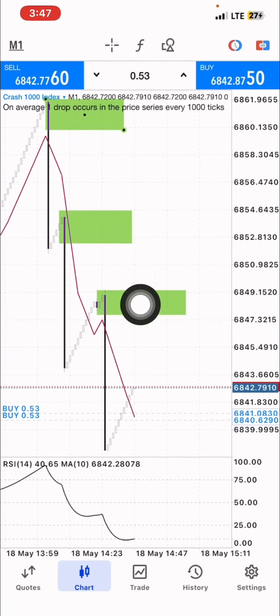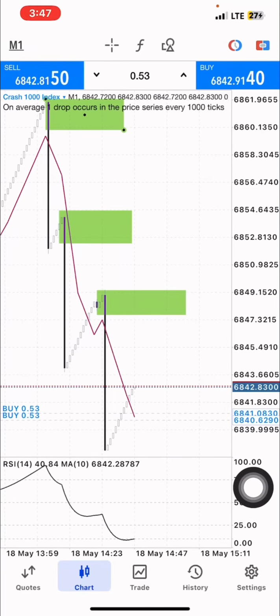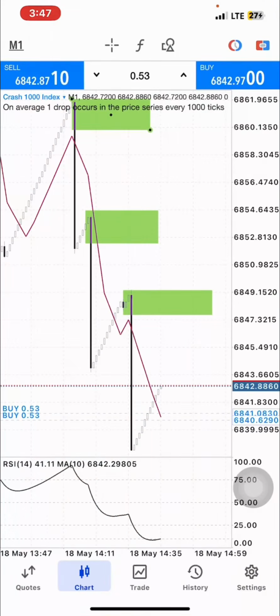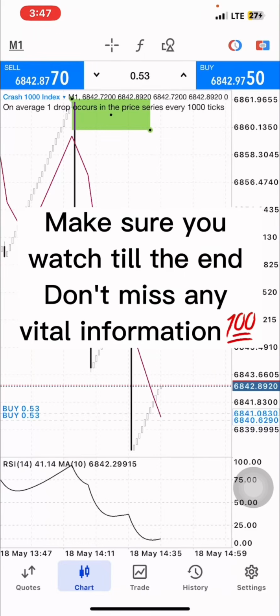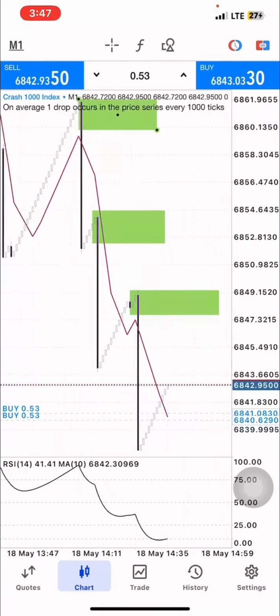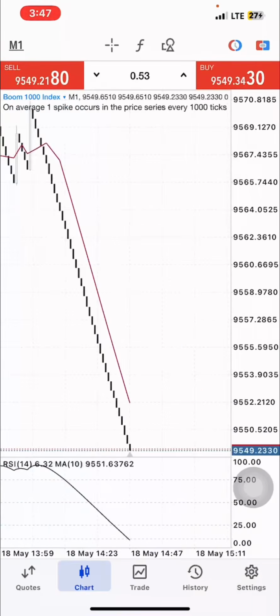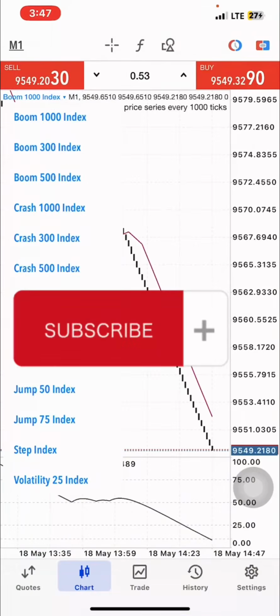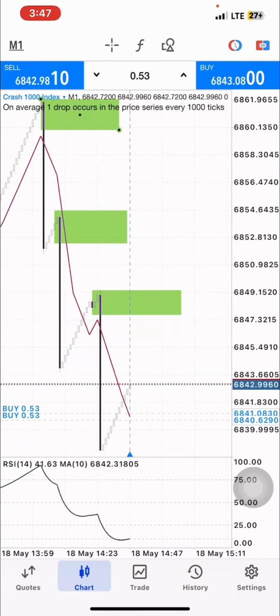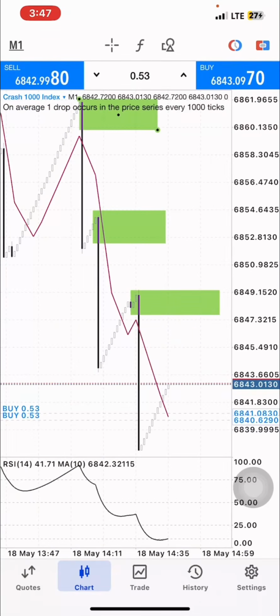So now, how do you use these indicators to trade this strategy? But before I show you how to use the indicators, I want to teach you one very powerful concept that you have to understand to be on the right side of the market. Whether you are trading Crash 1000 or Boom 1000, you have to always use this simple method to determine the trend of the market.